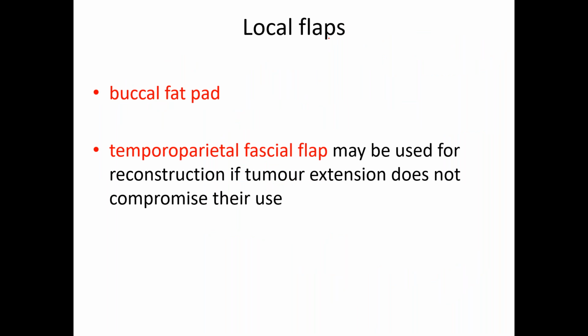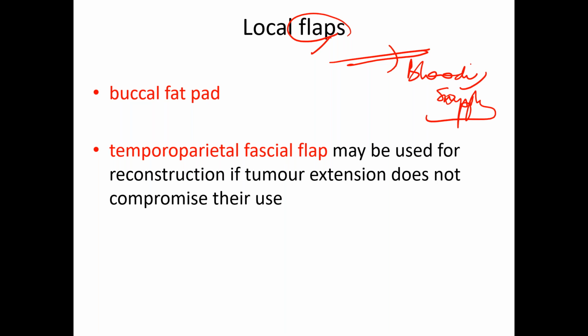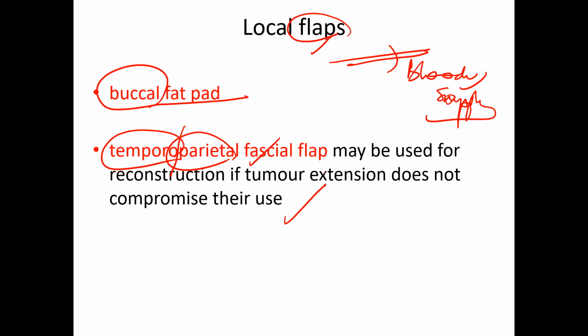So what are the flaps that are used? What is a flap? A flap carries a blood vessel along with it for blood supply. Buccal fat pad, number one. Temporoparietal fascial flap. So the temporalis muscle, parietal region, and temporoparietal fascia are also useful. The temporoparietal fascial flap can be used.